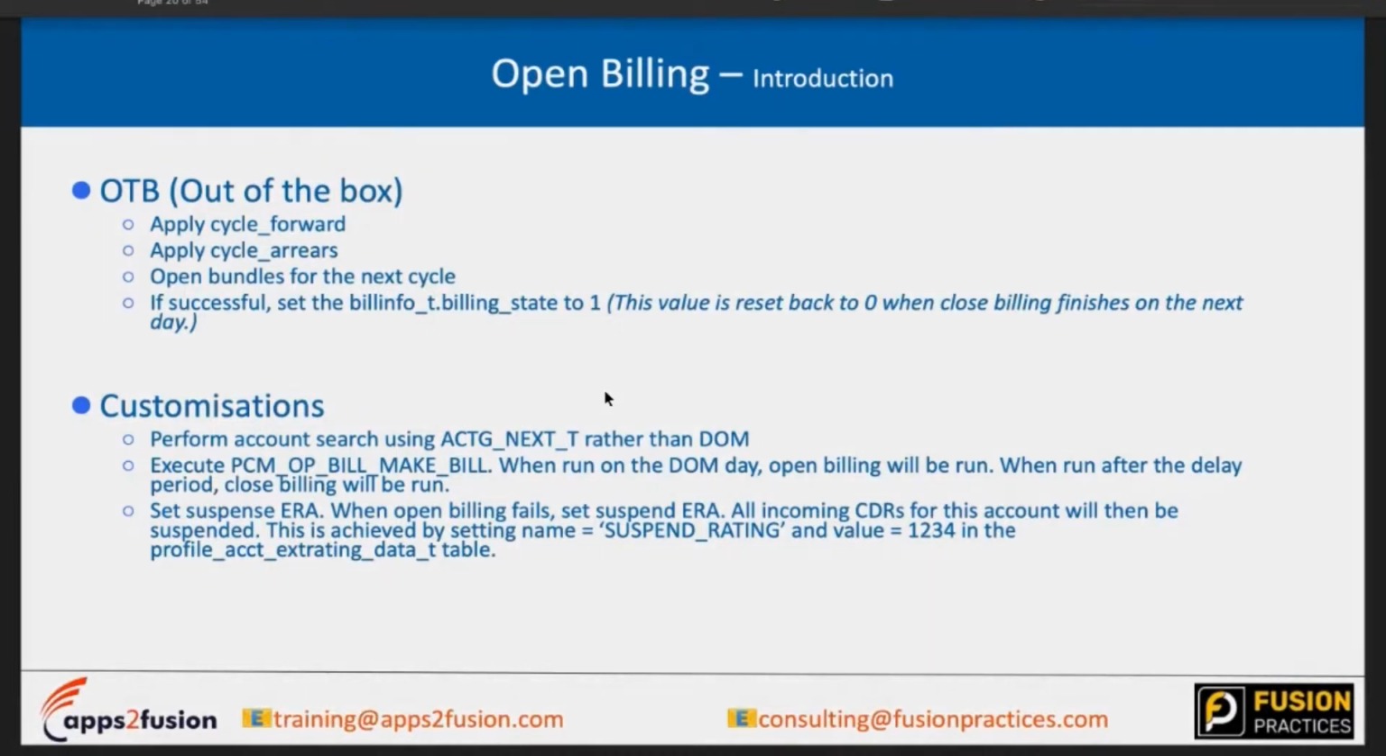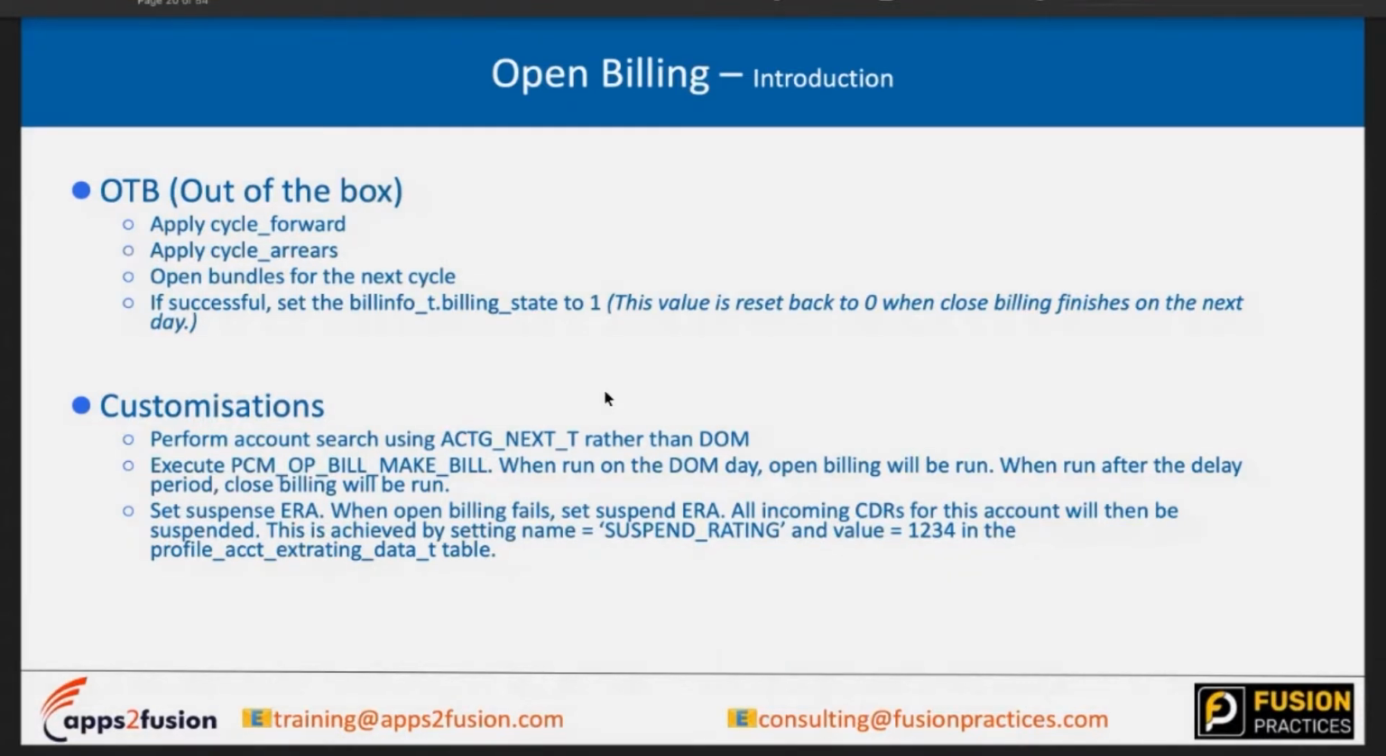So what are the functionalities that are catered by open billing? The functionalities catered by open billing are cycle forward charges and cycle arrear charges. So what are cycle forward charges? In telco, we've got a variety of items. On the ground level there will be n number of different types of items, but from a top-level perspective, there are two types of item.